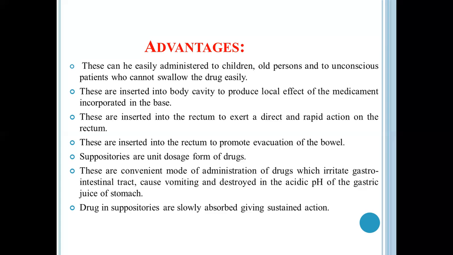The next point, these are a convenient mode of administration of drugs which irritate the GI tract, causing vomiting, and are destroyed in the acidic pH of the gastric juice of the stomach. Means it is a convenient mode for drugs. जे ड्रग जीआयटी ट्रॅक मध्ये गेल्यानंतर प्रोड्युसेस ओमेटिंग आणि नॉशिया और ऍसिडिक पीएच बरोबर इंटरॅक्ट होतात. स्टमकचं पीएच कसं ऍसिडिक की अल्कलाइन? Acidic. Range is in between, how much range? 1 to 3. And small intestine pH.